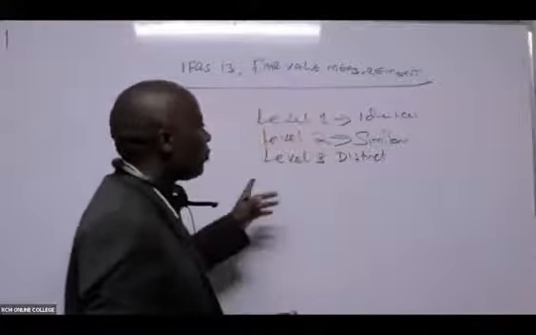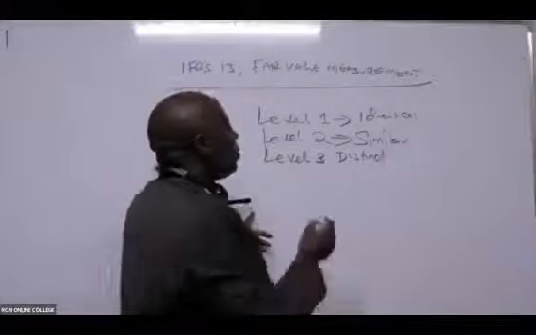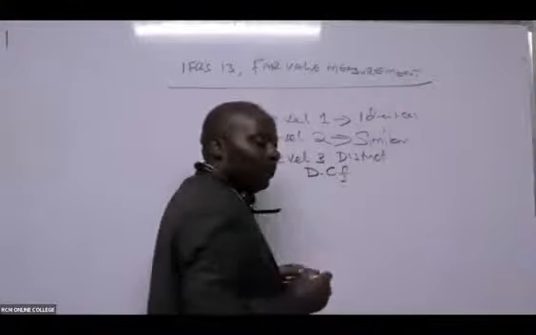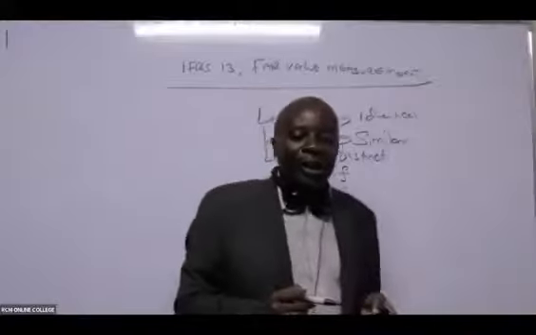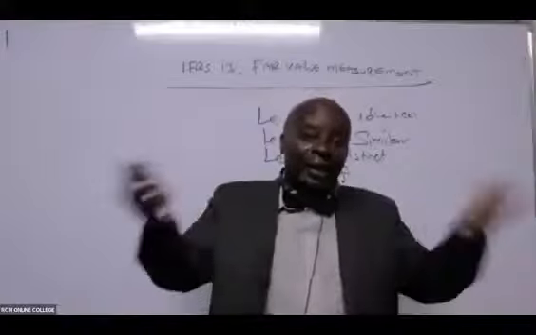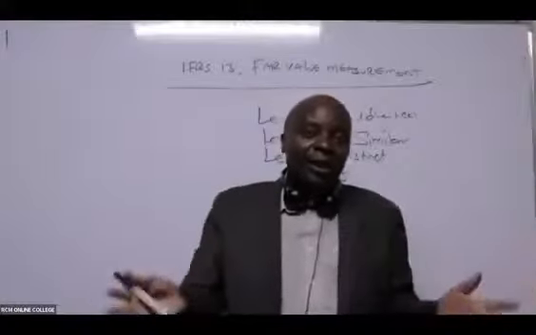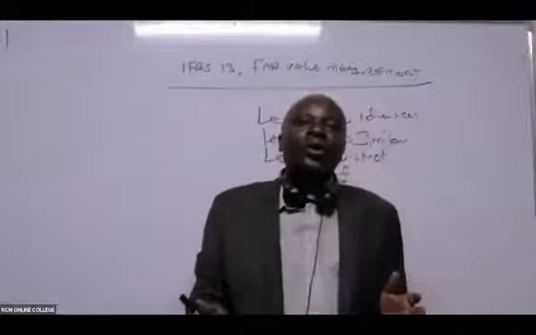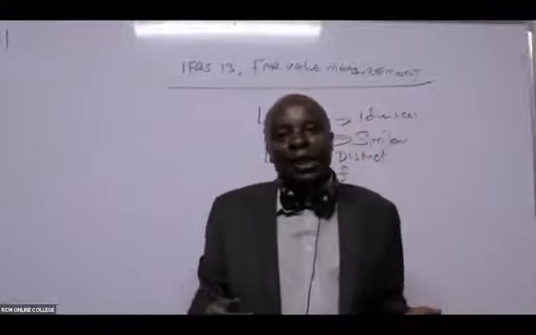So in this case here for level 3, we normally use discounted cash flows to value this. So if it's Holy Family Basilica, because you've got nothing to compare to this particular church to be able to value it, then what do you do? Use discounted cash flow. So it's very easy as an accountant.